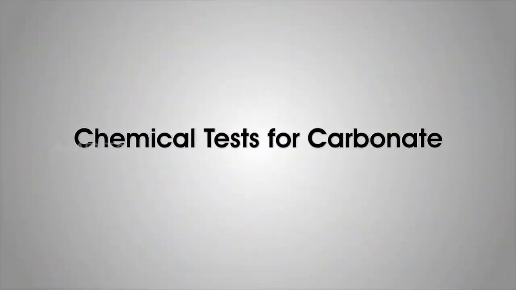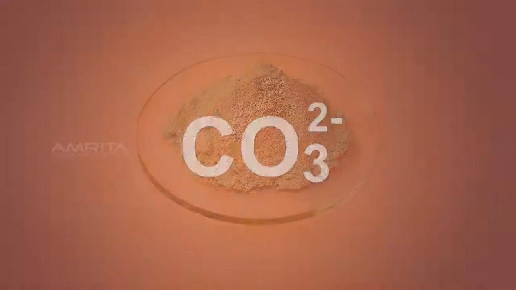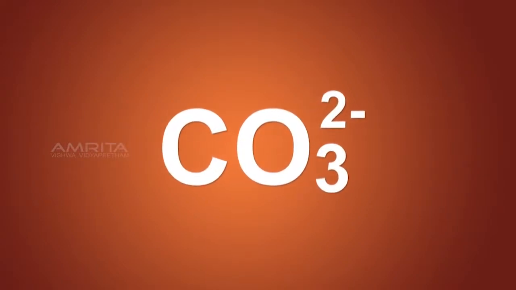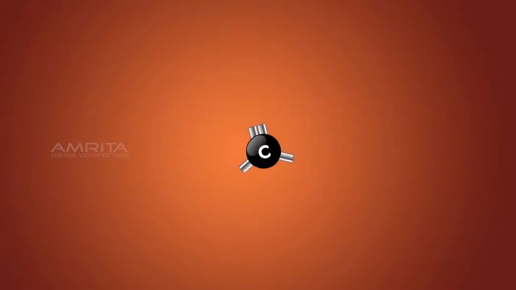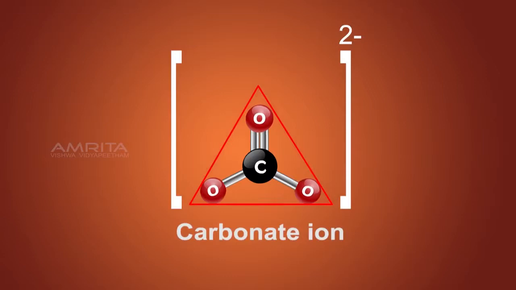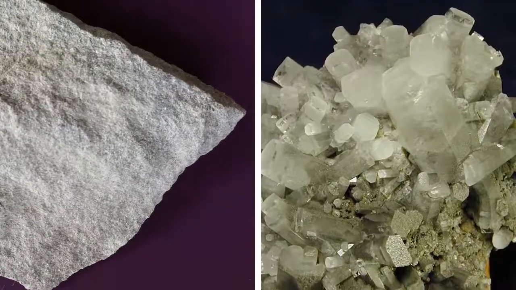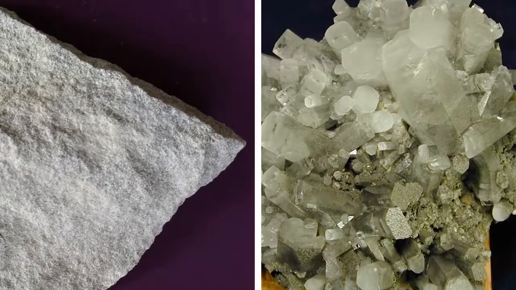Chemical tests for carbonate. In chemistry, carbonate is an inorganic salt characterized by the presence of the carbonate ion, in which the carbon atom is surrounded by 3 oxygen atoms in a triangular planar manner. Carbonate materials are found in sedimentary rocks. The most common is calcite, the main component of limestone.